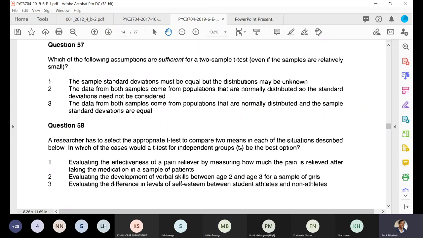Which of the following assumptions are sufficient for a two-sample t-test, even if the sample sizes are relatively small? So the assumptions are sufficient for a two-sample t-test. One: the sample standard deviations must be equal, but the distribution must be unknown. Two: the data from the sample comes from a population that is normally distributed, so that the standard deviation need not be considered. Three: the data from both samples comes from populations that are normally distributed and the sample standard deviations are equal. Number three.